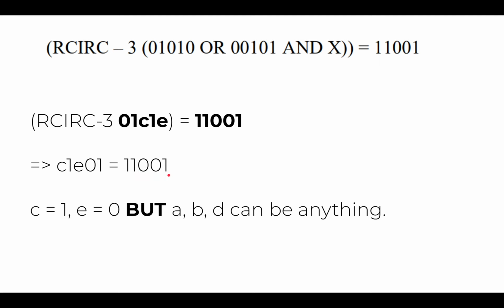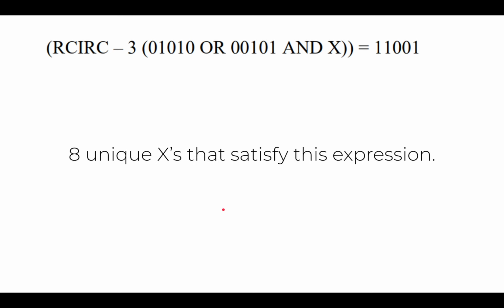But recall at the start, we had A, B, and D. And what we'll notice is that A, B, and D aren't included here. Like, they don't have to have any particular value. They can be anything. They can be whatever they want, right? So A can be 1 or 0, B can be 1 or 0, and D can be 1 or 0. And so they each have 2 possible values, and the question was asking how many unique values of x are there. This means that there are 8 unique x values that satisfy this expression.